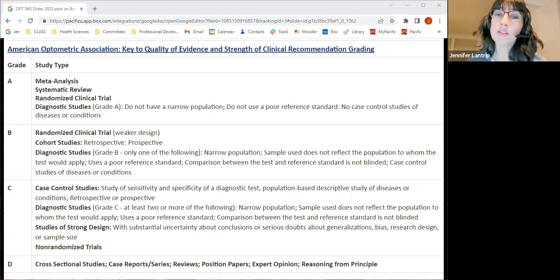So while meta-analyses are generally a grade A, since it's doing a statistical analysis of the results of many other studies, if it's poorly designed or if the studies it analyzes were poorly designed, the quality of the meta-analysis will be very low. So while it's important to understand these grades of evidence, remember to always think critically about the study designs themselves.